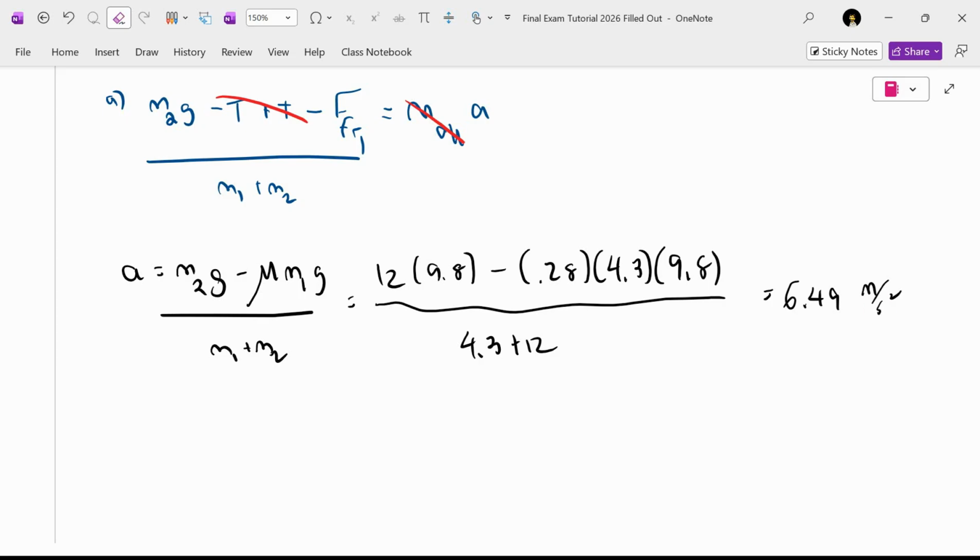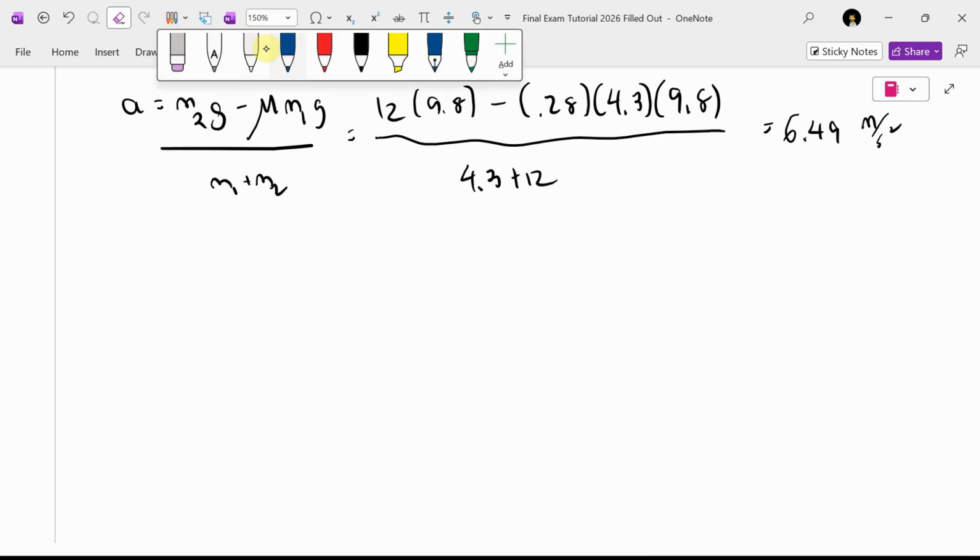If I gave you this question, just like the Atwood machine, I said find the tension. If you get this one, I'm just going to say find the tension, and I'll expect you to clue in, Nikki. You have to find the acceleration first. So, Nikki, let's find the tension. Which mass would you go with?